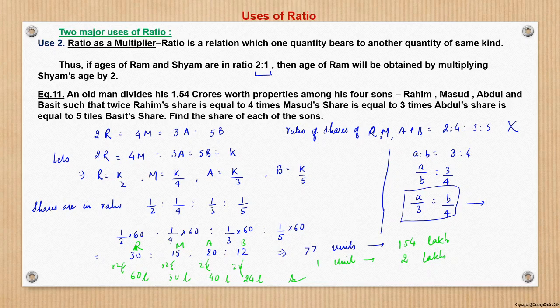In this question basically we got to learn one thing: when the ratio is expressed in this form, such that 2R is equal to 4M is equal to 3A is equal to 5B, then the ratio of R, M, A and B is not 2:4:3:5. Rather, it is 1/2:1/4:1/3:1/5. That fractional ratio will be converted into integer form or natural number form by first obtaining the LCM and then multiplying each of the fractional terms by the LCM to obtain the final ratio, and then we'll move ahead with the question as discussed here.